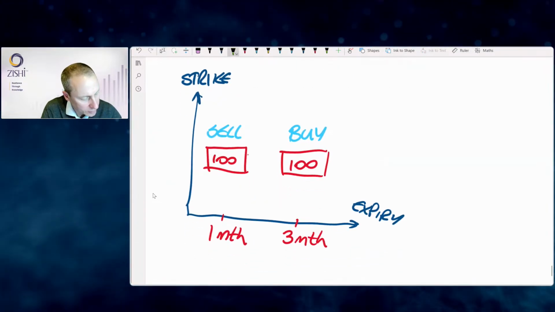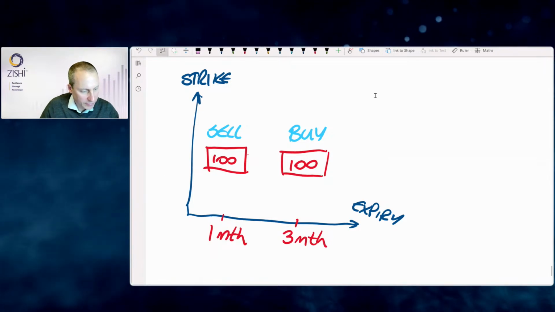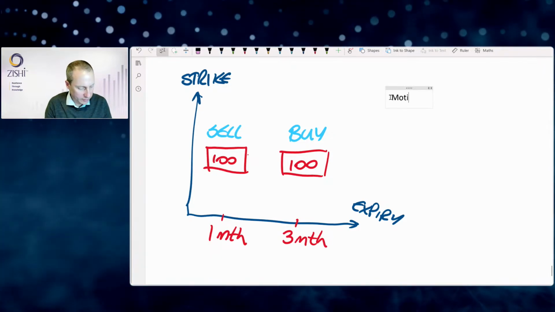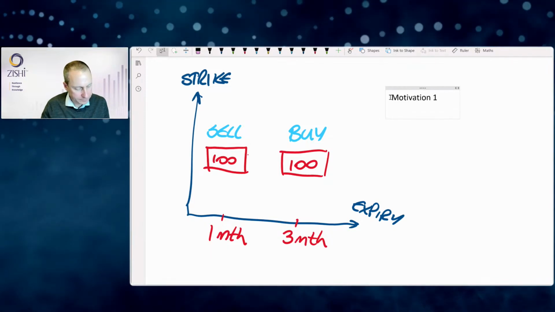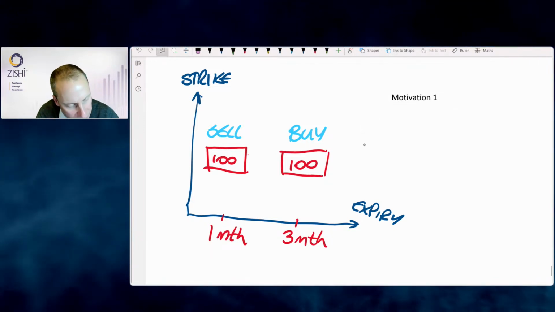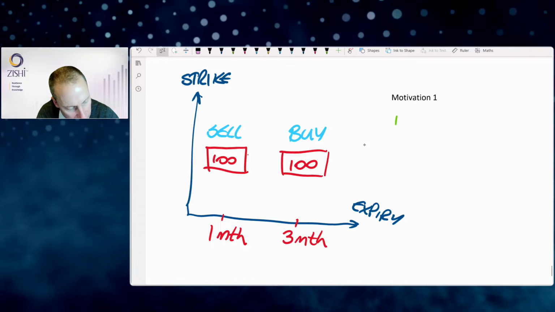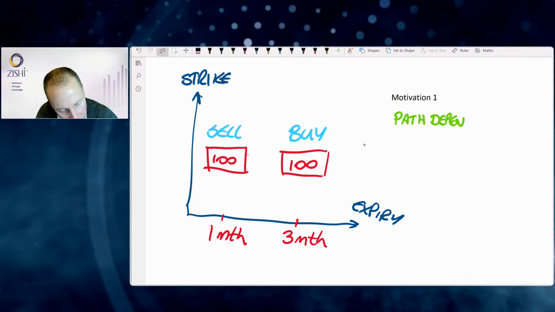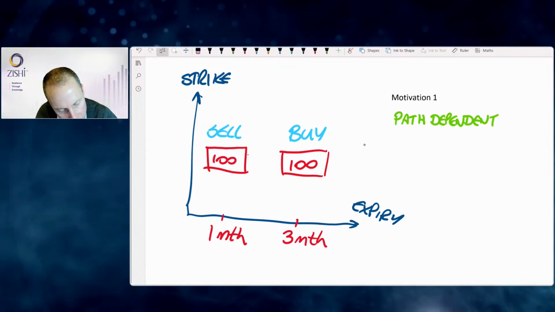So there's a couple of possible motivations for this. Let's think about what they might be. So motivation one. Motivation one might be what I would call a path dependent view.